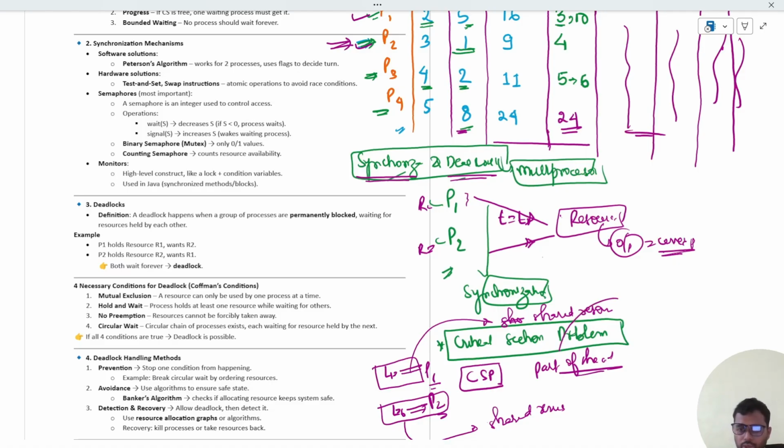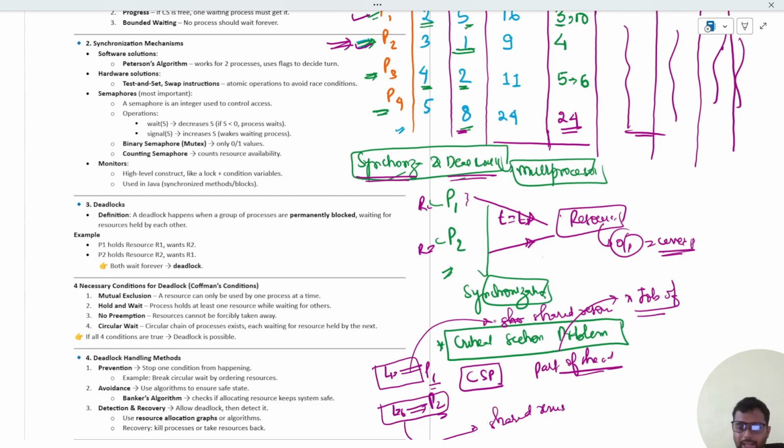Now, what should be the job of synchronization? What should be the job of the processor? The job should be that only one process is allowed in the critical section at one time.